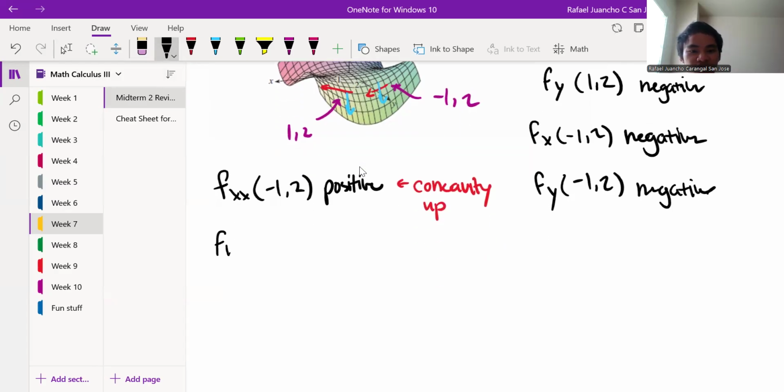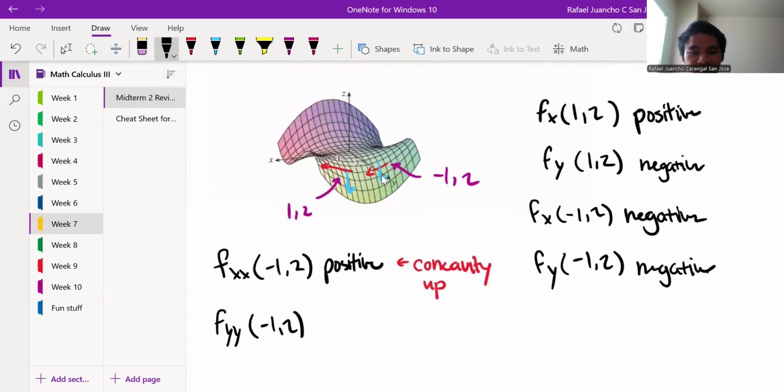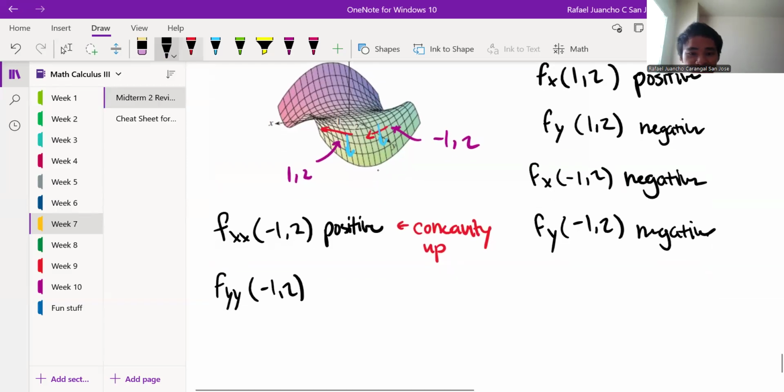And then we look at f sub yy of (-1, 2). Again, here we still check its concavity. So f sub y at this point is negative. But if you look, this is now concave down. And so it's still negative, right? If you can kind of see this, it's going down-ish, right? When it's concave down, it's negative.